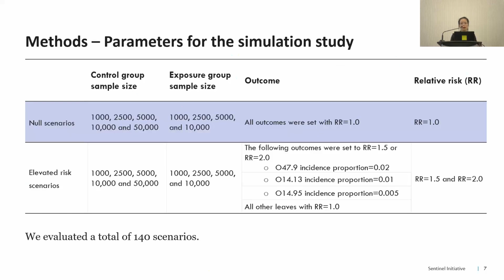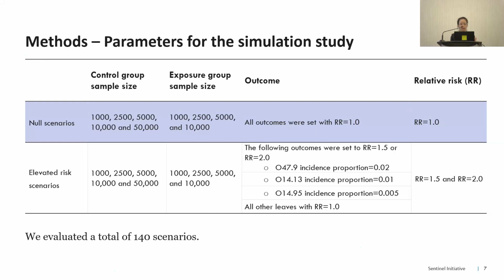We set up our simulation study in two main types of scenario. The first one is the null scenario, where we vary the sample size in the control group as well as the sample size in the exposure group, and all outcomes in the tree were set with a relative risk of 1.